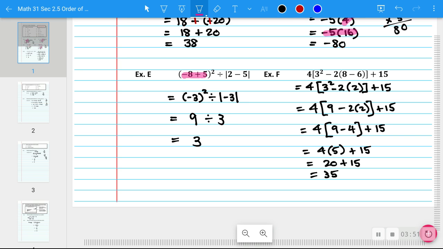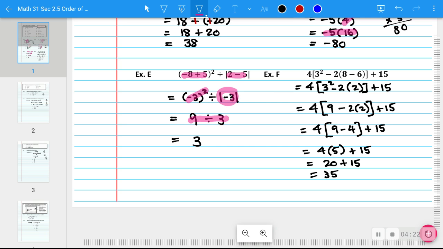Negative 8 plus 5 is negative 3. And 2 minus 5 is also negative 3. All right, now we do the exponents and we do the absolute value bars. We do those both before the division. If you take negative 3 times itself, you get 9. Negative 3 times negative 3 is 9. And the absolute value of negative 3, in other words, the positive version of negative 3, is just 3. So now we just take 9 divided by 3, and that gives our final answer.